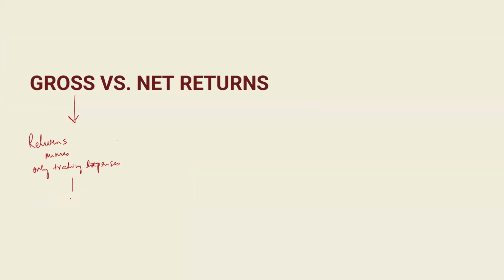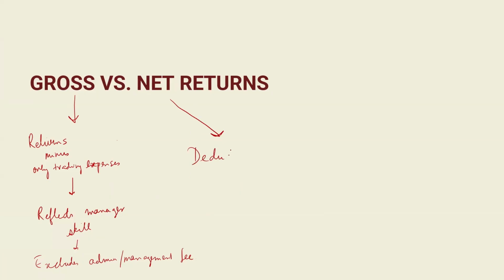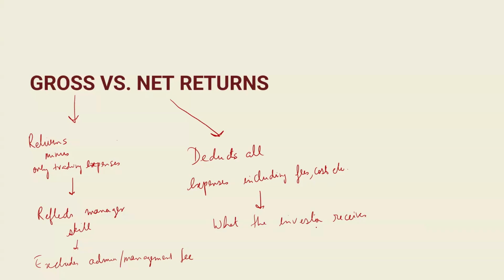Gross returns reflect the skill of the manager. And of course, it excludes the fees, the admin fee or management fee, whatever. It excludes everything. But net returns deduct all expenses, including fees and different kinds of costs, admin costs and all. And this is what the investor actually receives.